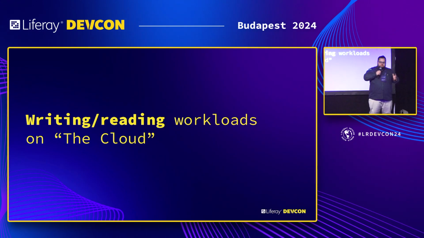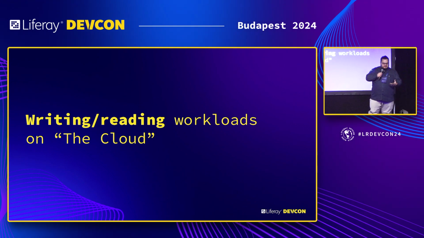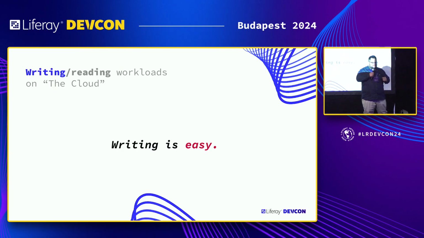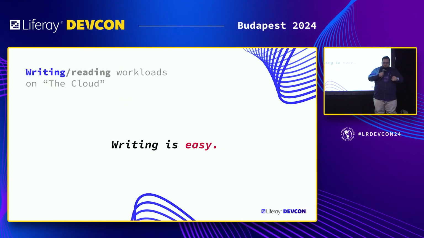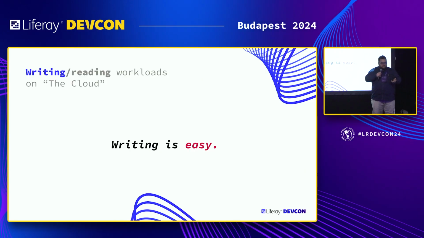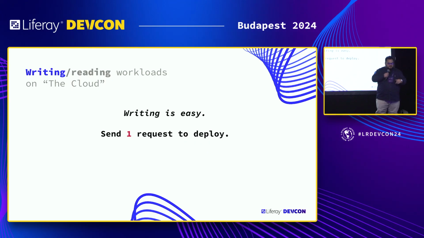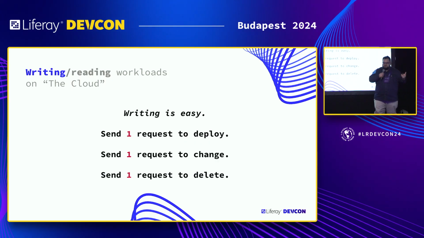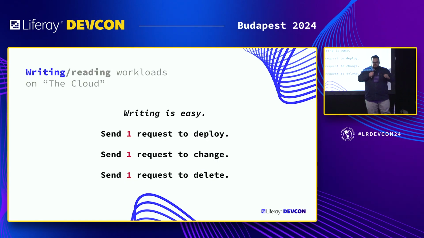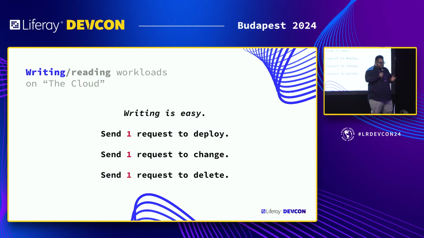So writing and reading the workloads on the cloud, there's a lot to it, right? It's not just a simple task. Well, writing is a little bit more simple, right? When you want to write something to the cloud, when you want to create a resource, update, or delete, you basically just send a request. You click a button, the request is sent. So you send one request to deploy, one request to change, one request to delete, and that's it. At the same time, just in time, that request is fulfilled, and that's it, right?